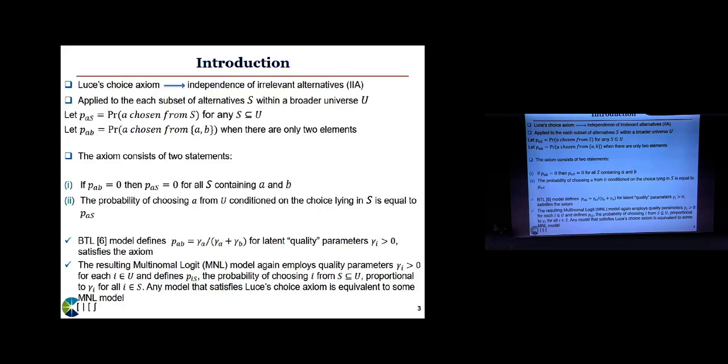Another model is the Bradley-Terry-Luce model. This model was an idea about rank breaking in pair comparison, and it was published in 1956. It defines P(A,B) as gamma A over gamma A plus gamma B, for latent quality parameters gamma i, and the resulting multinomial logit model employs this quality parameter gamma i for each i as a member of U. So any model that satisfies Luce's axiom is equivalent to this MNL model.